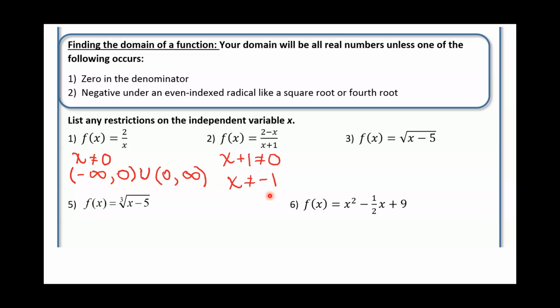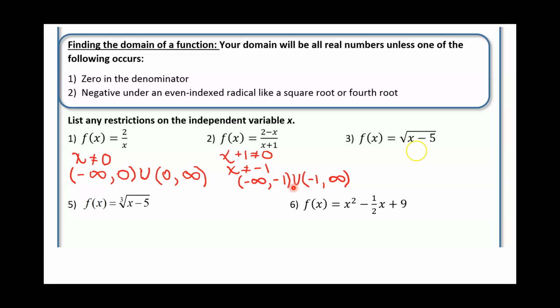So that interval notation is going to look exactly like this one. It's just that in the place of 0, I'm going to have negative 1. So again, negative infinity to positive infinity, excluding that negative 1 and the union symbol in between. All right, look at the next one.